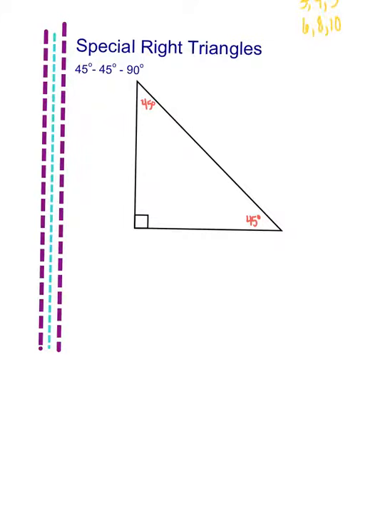Now, we know that this is an isosceles triangle because if you have 45-degree angle measures, then the sides that are across from them have to be the same. But we also know that they have a special ratio. So if the side lengths have to be the same, let's call it x, then the hypotenuse is always the side length times the square root of 2. So you always have these ratios going on.